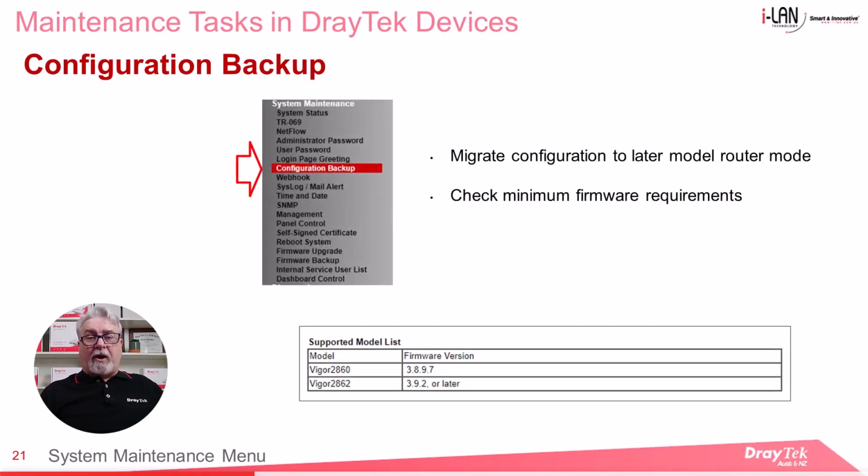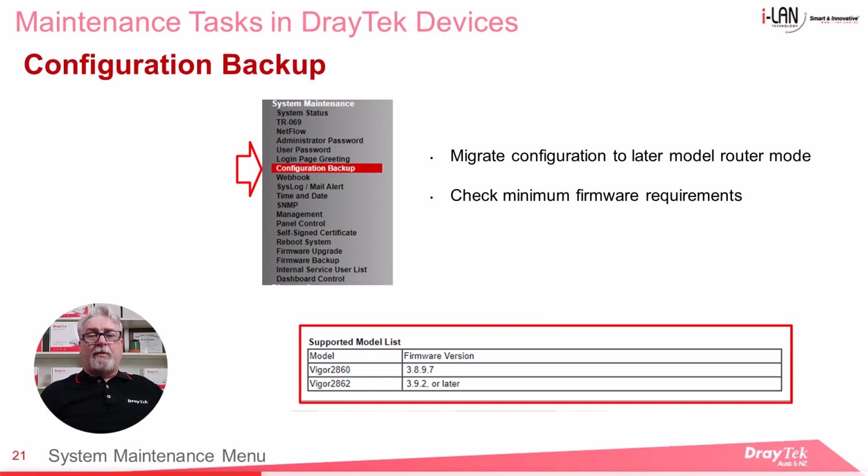If you're upgrading from an older router to the latest model, you can migrate the configuration settings, provided the routers are of a similar type. For example, with the Vigor 2865 router, you can import the configuration file from the Vigor 2860 or 2862, provided they have firmware versions listed at the bottom of this menu page as shown here.